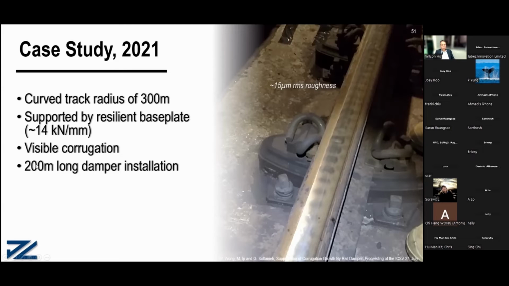It is a 200 meter long rail damper installation. The base plate is a resilient base plate with a static stiffness of around 14 kilonewton per millimeter.